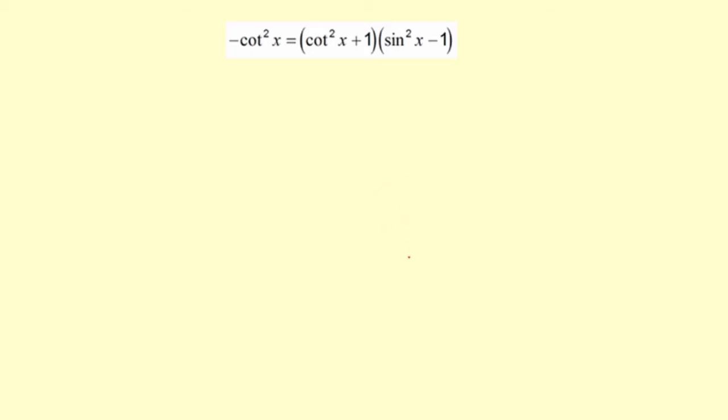So the big picture for this lesson is simplifying trig identities, and I chose this example from the lesson to explain it. Basically what you do is you simplify one side of the equation so it looks like the other side. And what you do is you start with the most complicated side first. So the most complicated side here is cotangent squared x plus 1 times sine squared x minus 1. So that's the side I'm going to start with. So I'm just going to write that down.